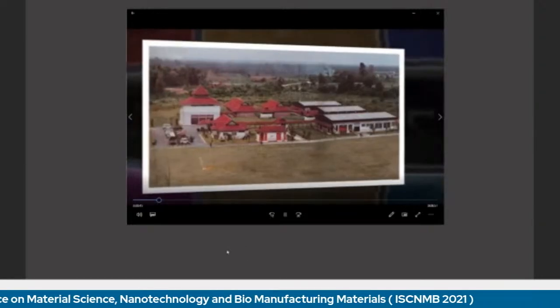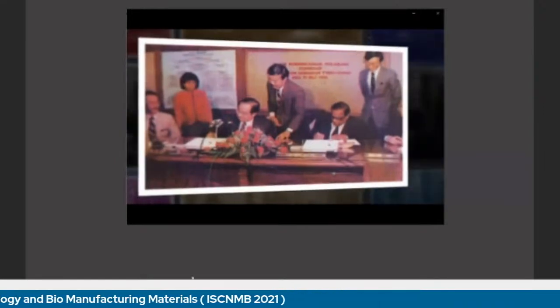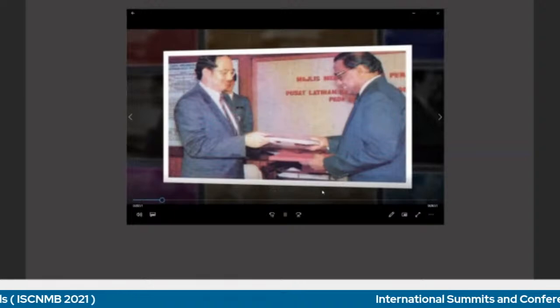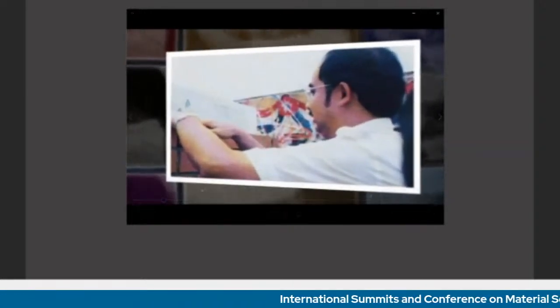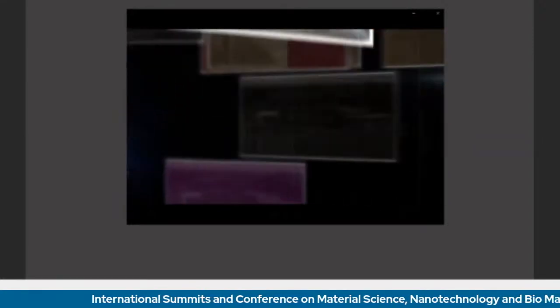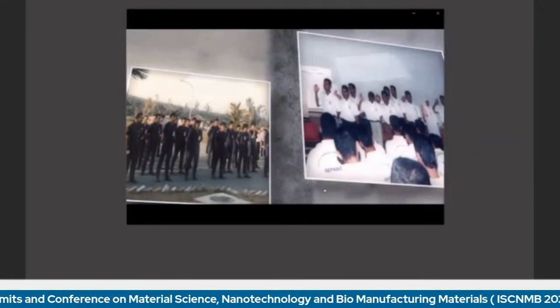IKTBN Sepang started with a turnkey project agreement between the Ministry of Youth and Sports Malaysia and Hindustan Machine Tool Private Limited, with its foundation stone being laid on March 10, 1988 by the Minister of Youth and Sports, followed by its full submission of buildings in 1990.